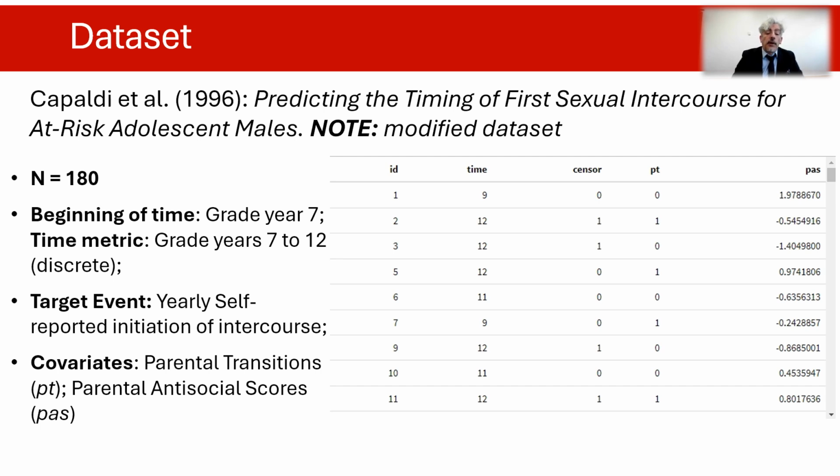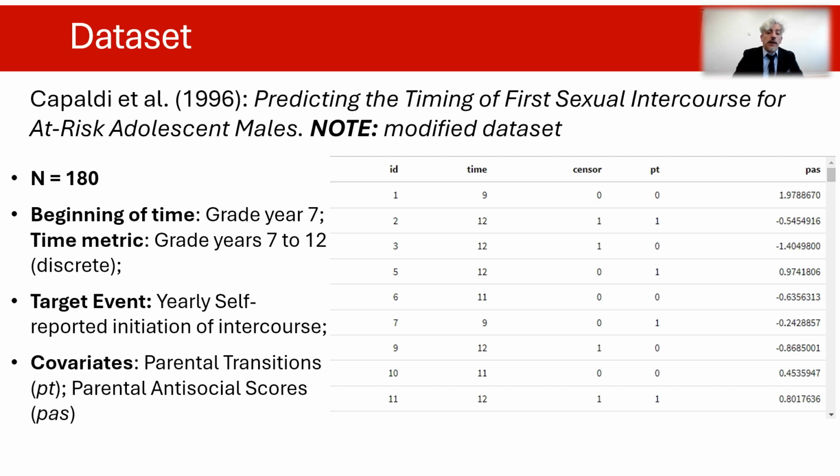The beginning of time then was grade 7, whereas the target event was adolescents reporting that they had started having sexual relationships within a certain year. There were also some covariates which I will describe in the next presentation. I have modified this dataset though to introduce some non-informative censoring. In fact, I have censored some data at random just for illustrating some of the problems with censoring.